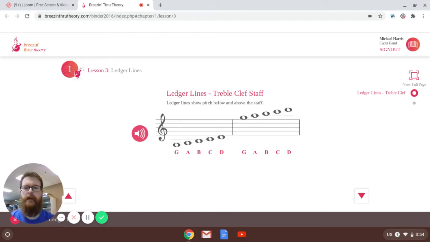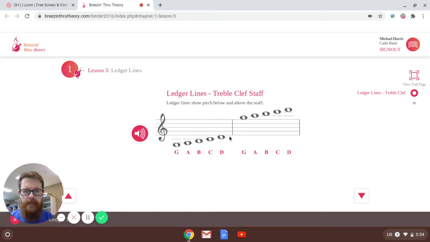The last time we were together, we learned that the spaces on the treble clef spell out the word face if you start from the bottom space and go up. We also learned that the lowest note on the line was an E, and the highest note on the line was an F. What we've seen here is that when we extend outside of the staff, we use ledger lines to continue the pattern of lines and spaces.